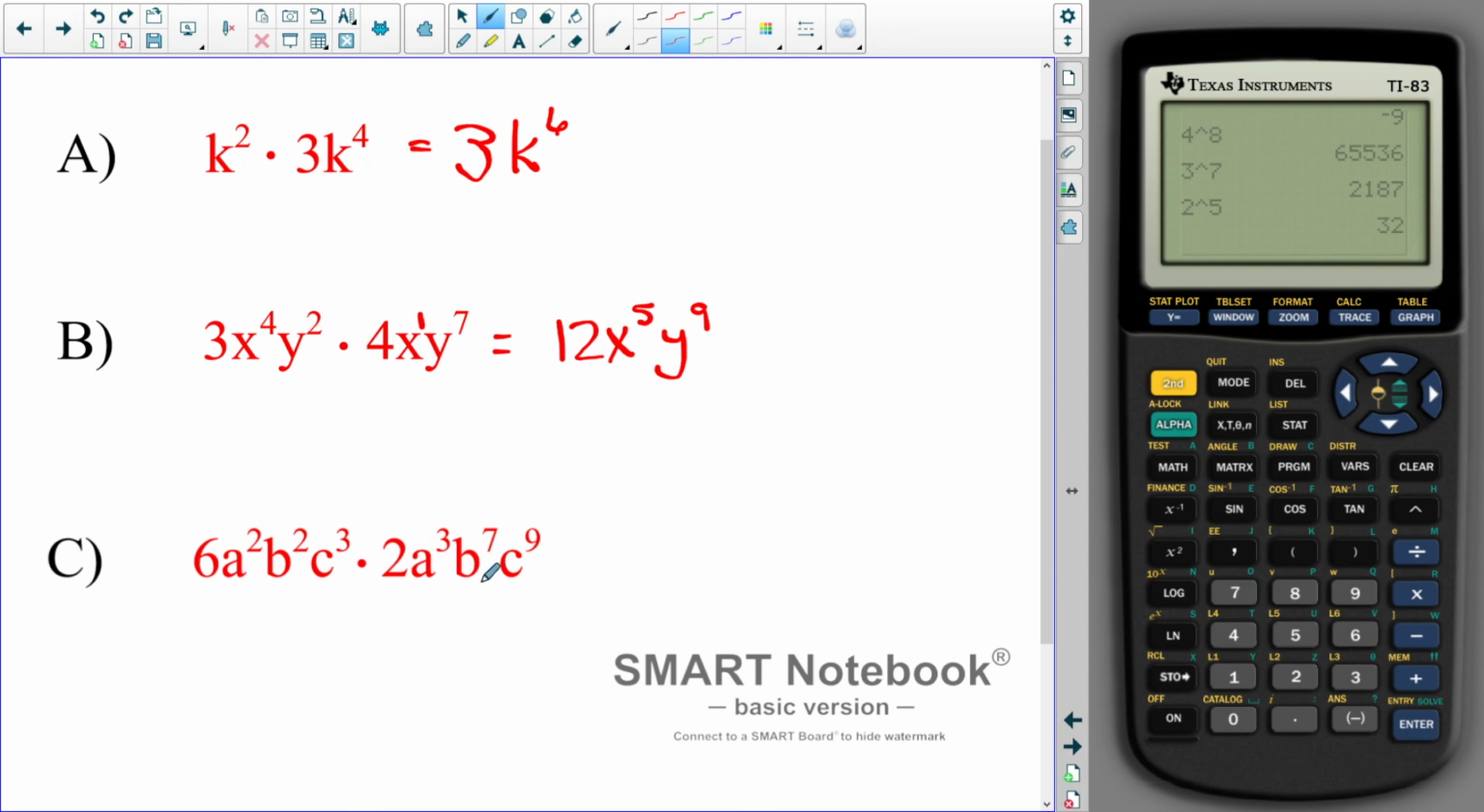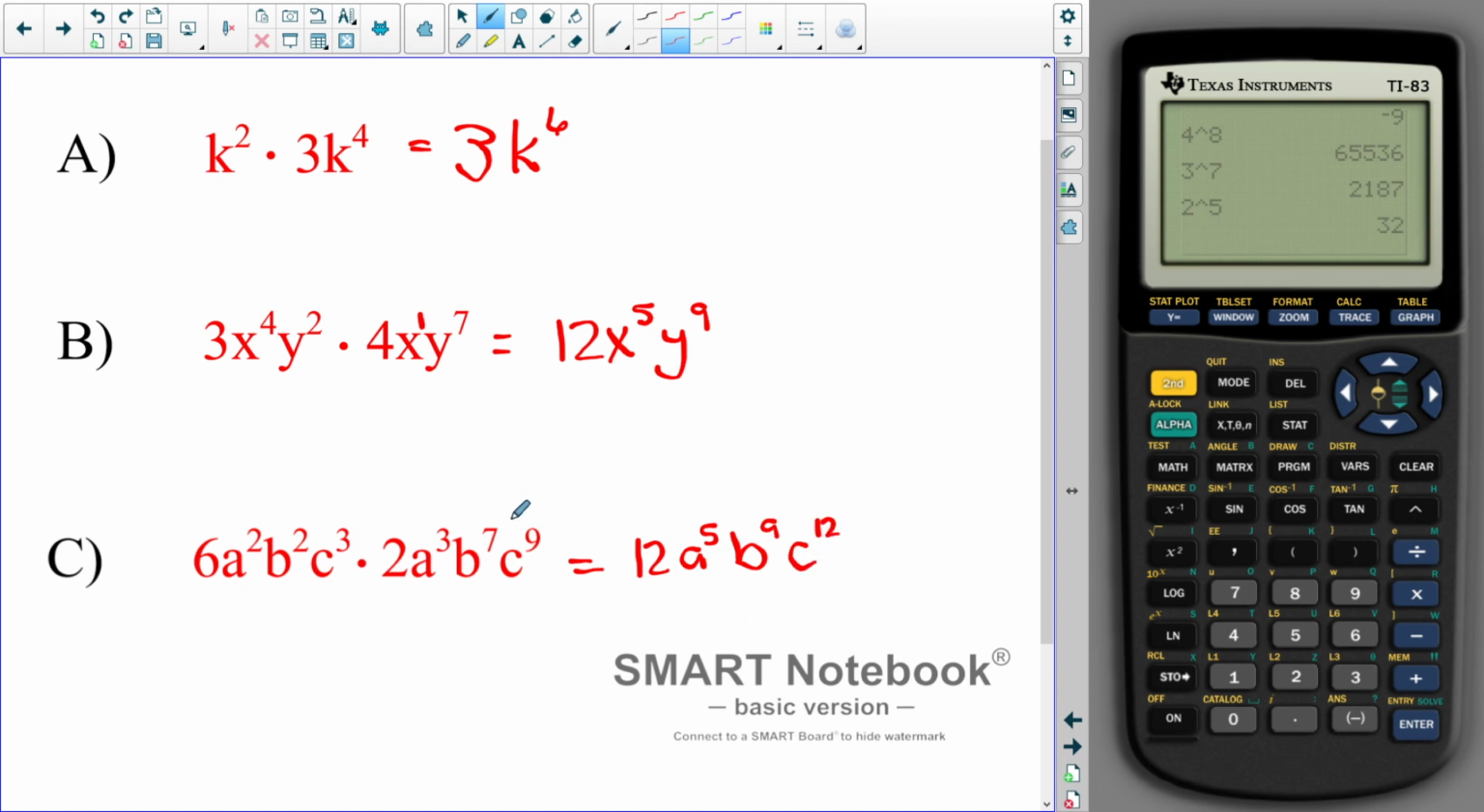And then lastly, we have this one that looks really intimidating, looks really complicated, but we know that we can just do this a step at a time. Take the numbers first. 6 times 2 is 12. And then I've got a squared times a to the third, that's going to be a to the fifth power, so 2 plus 3. And then I have b to the second times b to the seventh, that's b to the 2 plus 7, that's going to be b to the ninth. And then c to the third times c to the ninth, so 3 plus 9 is 12, so that's going to be c to the 12th power.